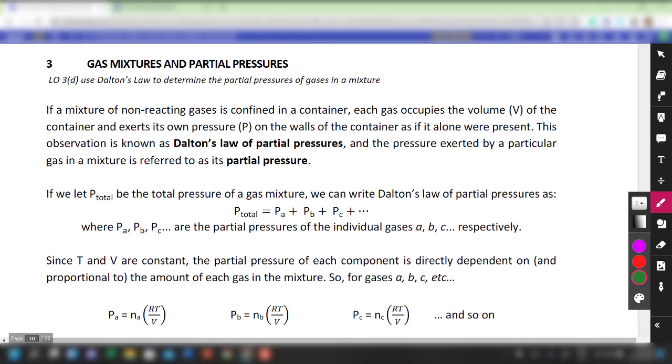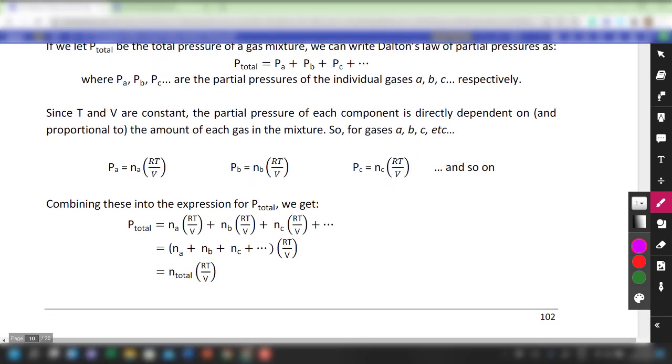So very quickly, we are at the third section, learning objective 3D, using Dalton's law. There's this Dalton's law of partial pressure which you need to be familiar with. The pressure exerted by a particular gas is known as the partial pressure. So the total pressure of the gases in the system is the sum of the partial pressures exerted by each of the gases.